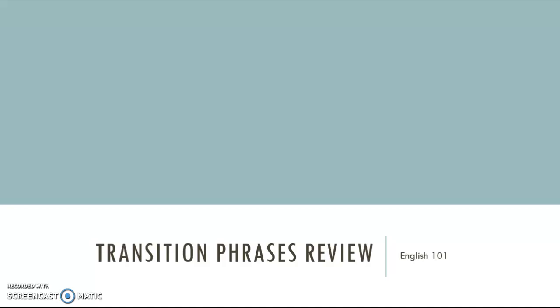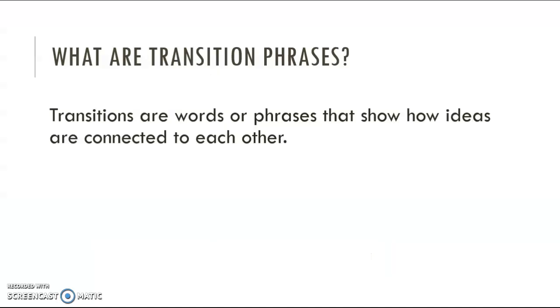This video is going to review what transition phrases are and how to use them well. Transition phrases are words or phrases that are used to show how your ideas are connected to each other. And really, they're all about being clear. You always want to be as clear as possible as a writer. You never want your reader to have to guess how your ideas are connected to each other.